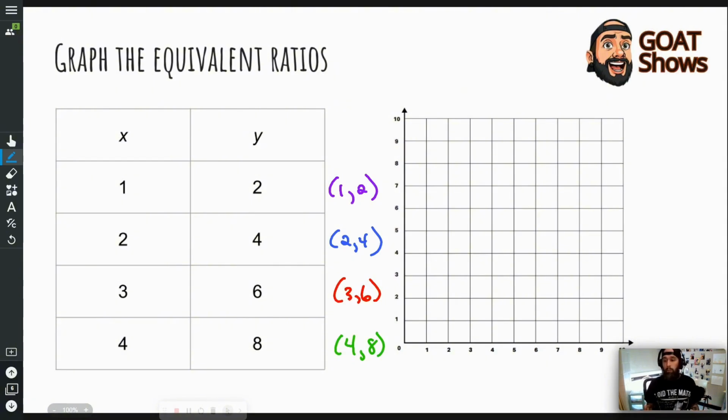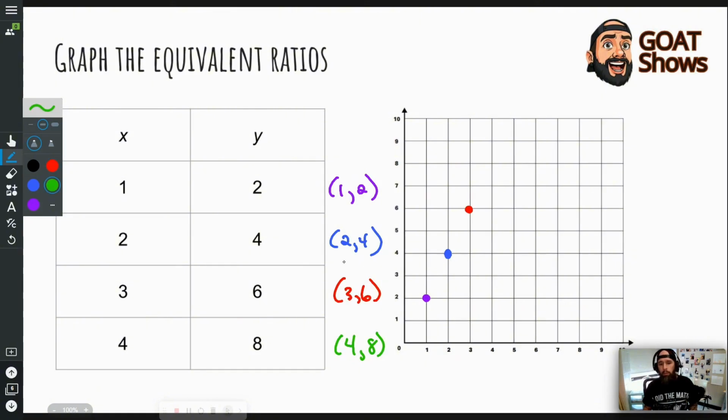Also, by the way, when I graph these, something really interesting happens to all the graphs. They all have the same looking graph, just different steepness. You'll see. All right, (1, 2) was in purple, so that means we're going to go right 1, up 2, and put a purple dot right there. (2, 4): go right 1, 2, go up 1, 2, 3, 4, put a blue dot right there. (3, 6): start at (0, 0), go right 1, 2, 3, go up 1, 2, 3, 4, 5, 6, put a dot right there.